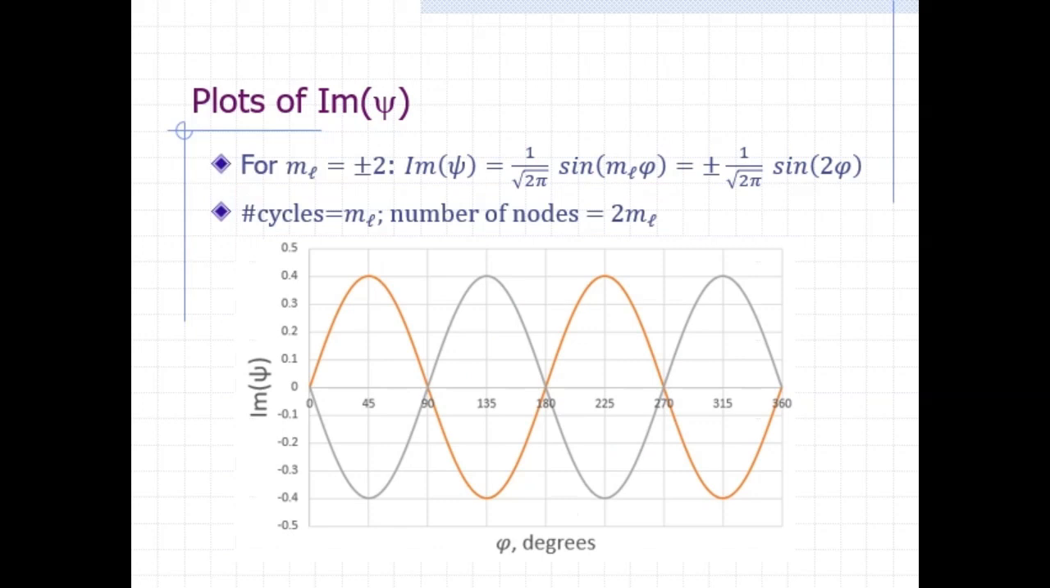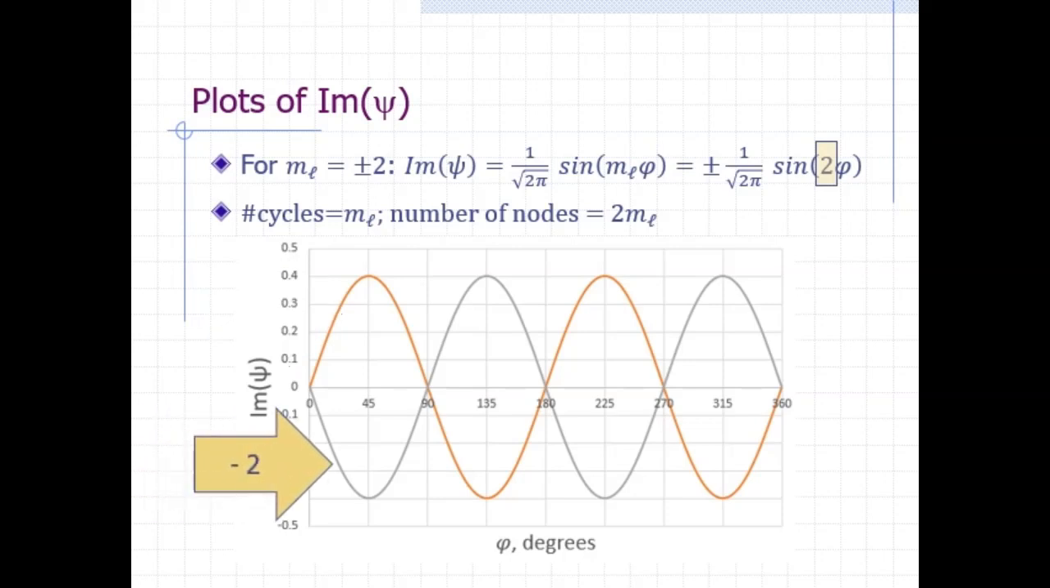Here's a plot of the imaginary parts of the wave functions for m sub l equals +2 and -2. The imaginary part is 1 over square root of 2 pi times sine of m sub l times phi. It matters if we plug in positive 2 or negative 2 for m sub l. We get positive 1 over square root of 2 pi times sine of 2 phi if m sub l is positive 2. And we get negative 1 over square root of 2 pi times sine of 2 phi if m sub l is negative 2. The plot for m sub l equals positive 2 is shown here as an orange curve. And the plot for m sub l equals negative 2 is shown here as a gray curve.